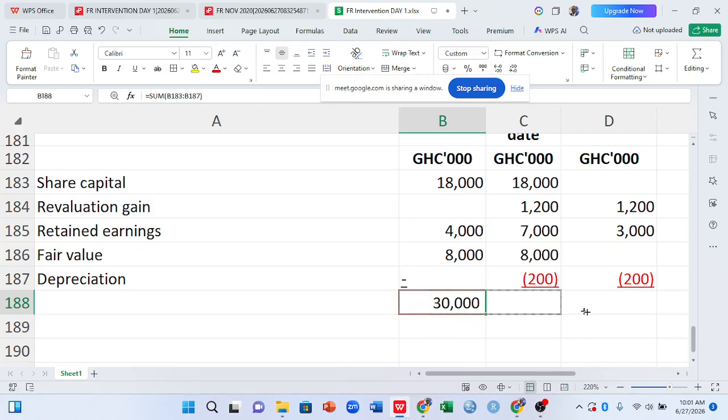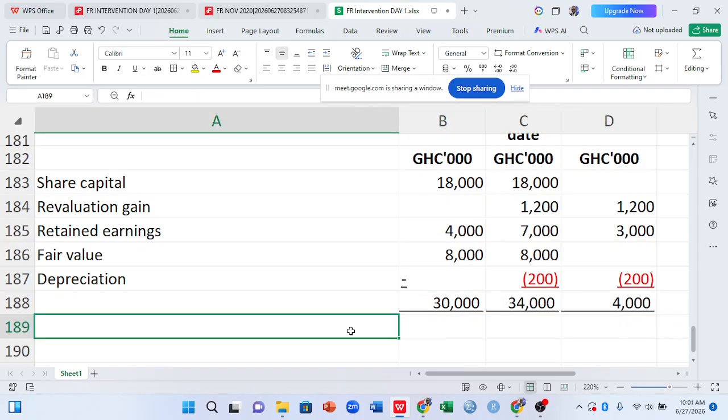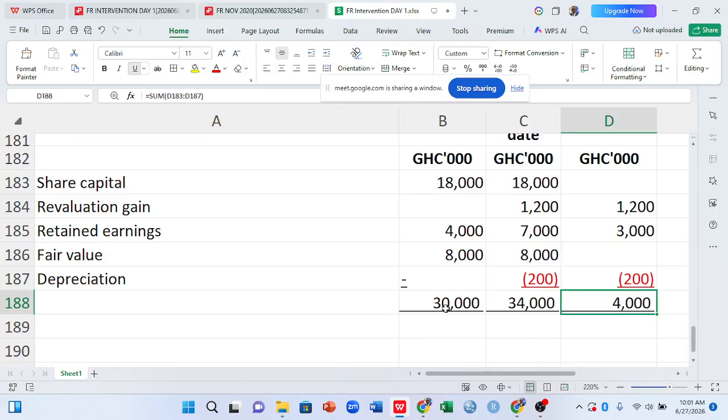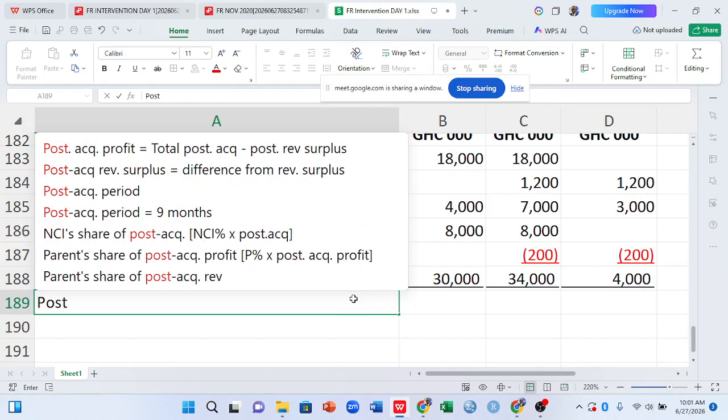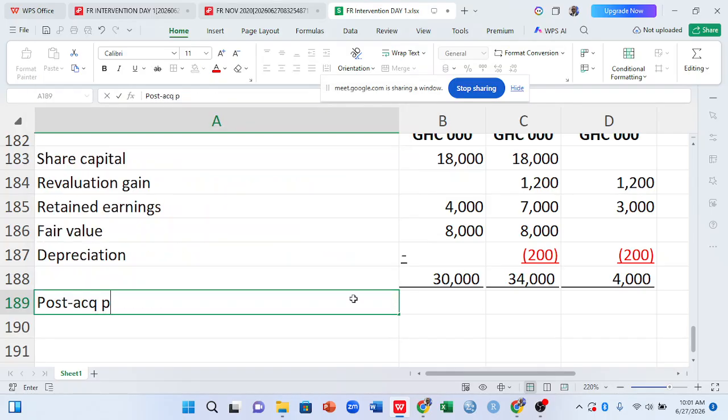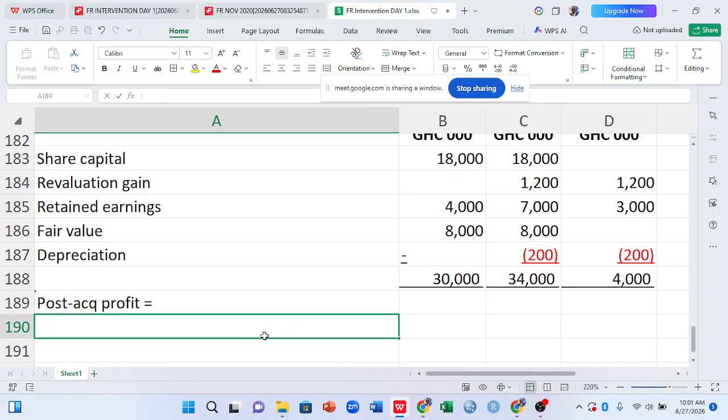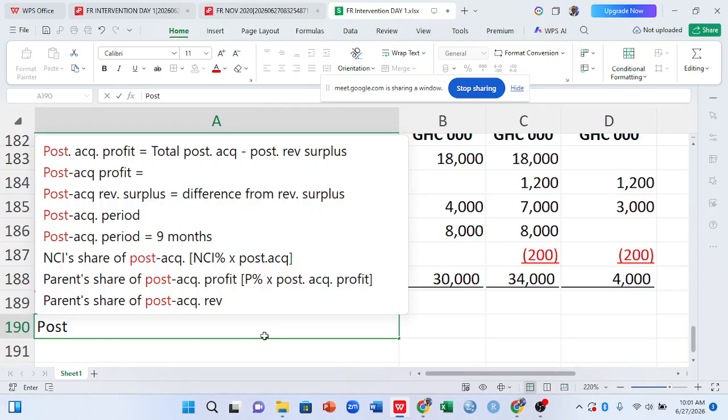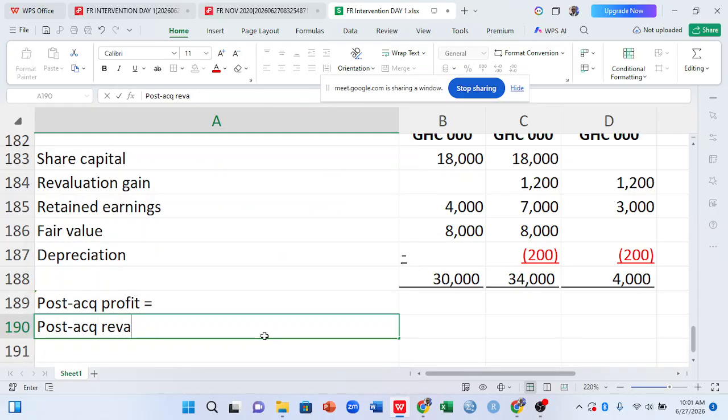We sum all of these up. So this becomes the respective figures we will get over here. And remember that when you get this 4,000, as I advise, you need to separate it between post-acquisition profit and that of the revaluation. So the profit element here and that of the revaluation, post-acquisition revaluation.